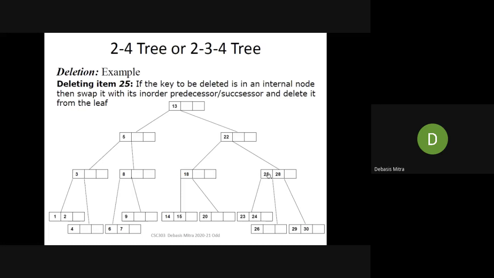Now this 25 is not a leaf. I mean, the node containing 25 is not a leaf node. So what do I have to do? I have to replace it with either the in-order predecessor or successor, and I have to delete the in-order predecessor or successor, whichever I have considered, from its original place. Now let me replace it with the in-order predecessor, which was 24.